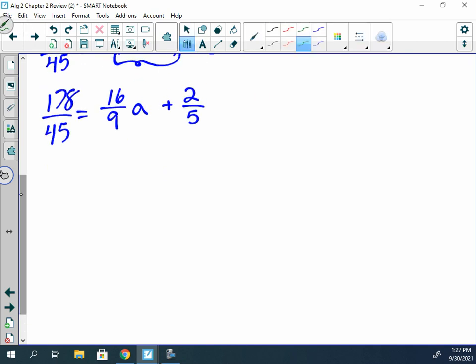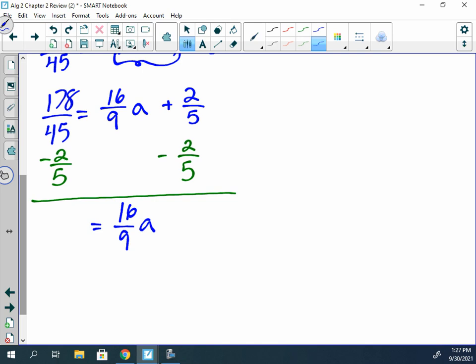Well, what do we do next? Minus 2/5 from both sides. Now we can do this in a calculator because we can't leave it as 2/5. We would actually have to get the denominators to be the same, because they'd both need to be 45. Because if we did it in a calculator, it would probably give us something close to this, but not quite.